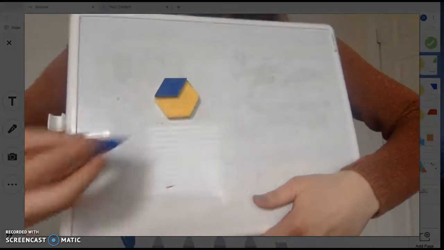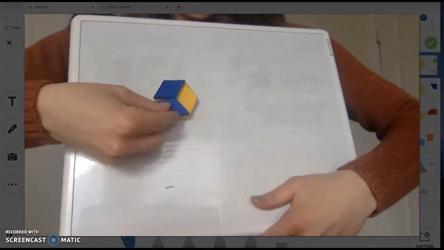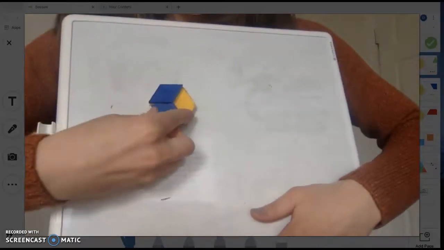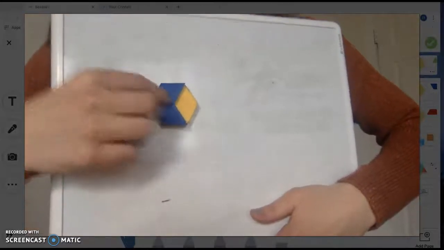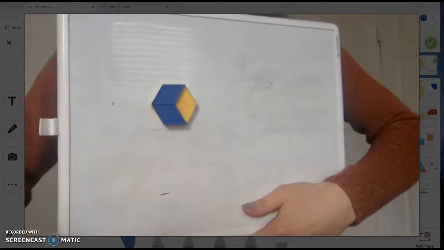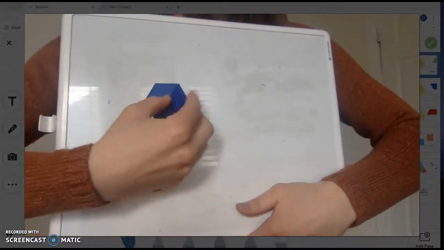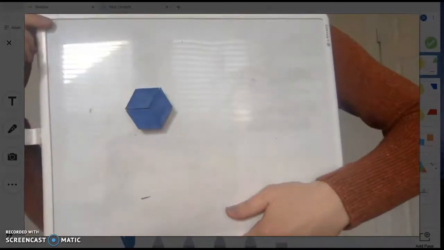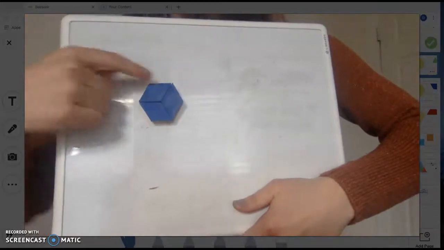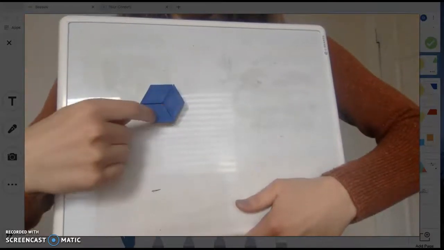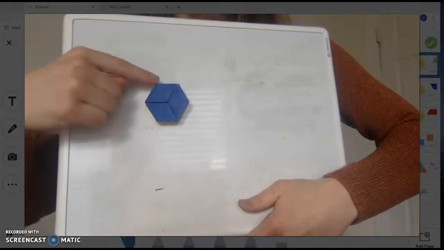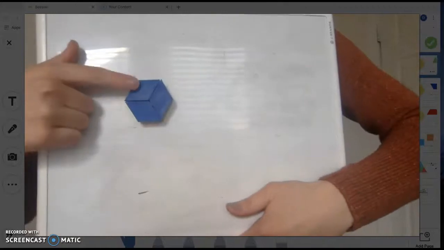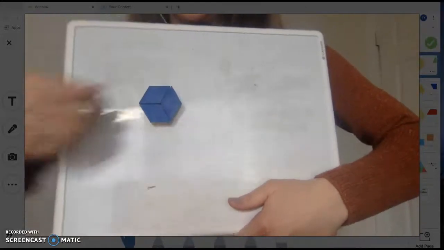Did you think 2? Let's try 2. Does 2 rhombus make a hexagon? Not quite. We still have some space there. Let's try 3. All right, remember, a hexagon has 6 sides and 6 corners. Let's count to check. 1, 2, 3, 4, 5, 6 sides, and 1, 2, 3, 4, 5, 6 corners. So I can say 3 rhombus will make a hexagon.